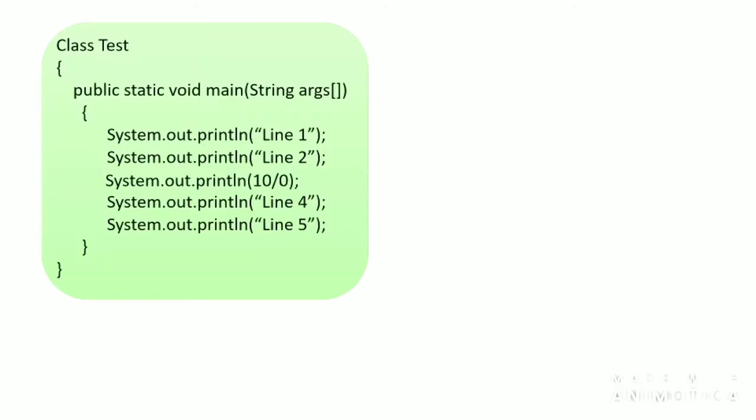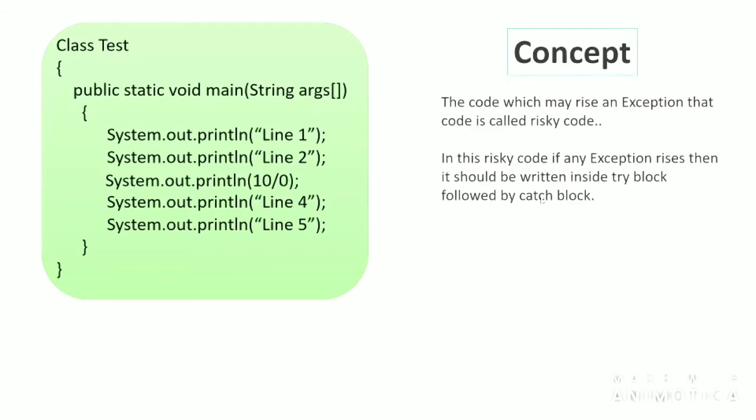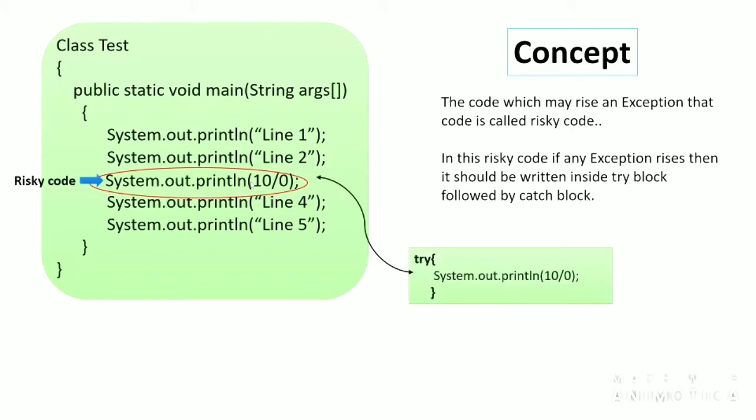So here we have the same code which we discussed earlier. Now the concept is, the code which may raise an exception is called risky code. In this risky code, if there is any chance of raising an exception, then it should be written inside a try block followed by a catch block.